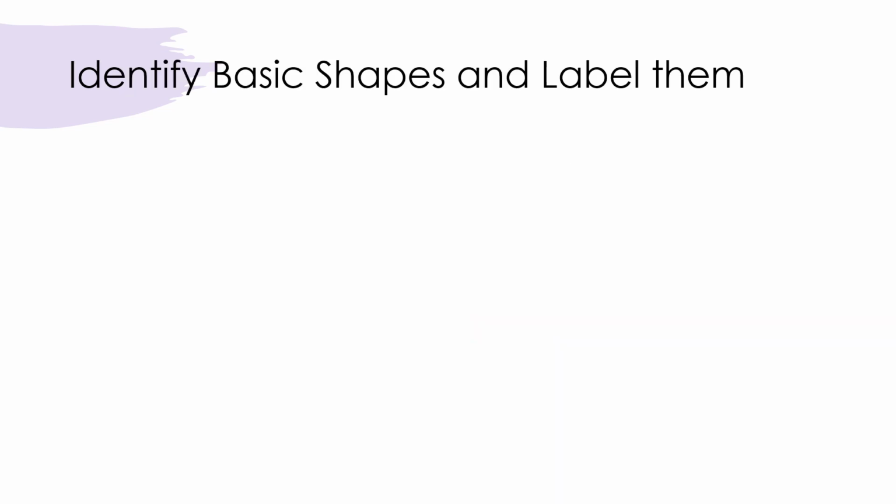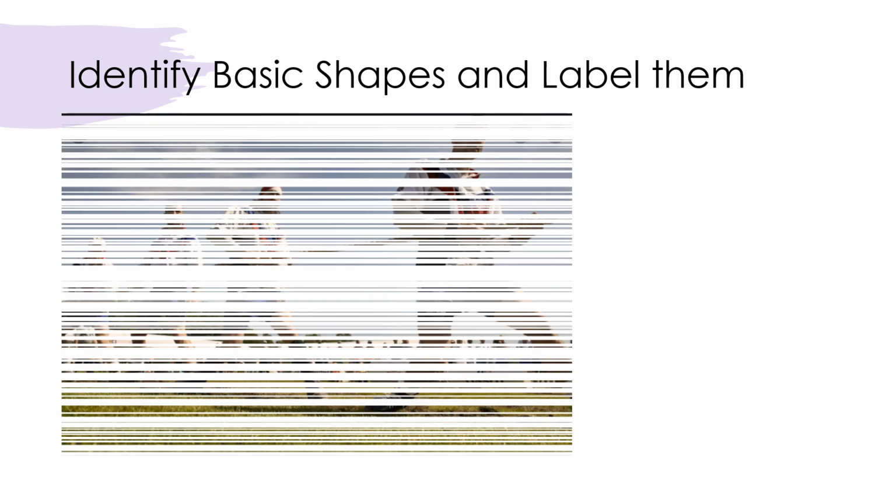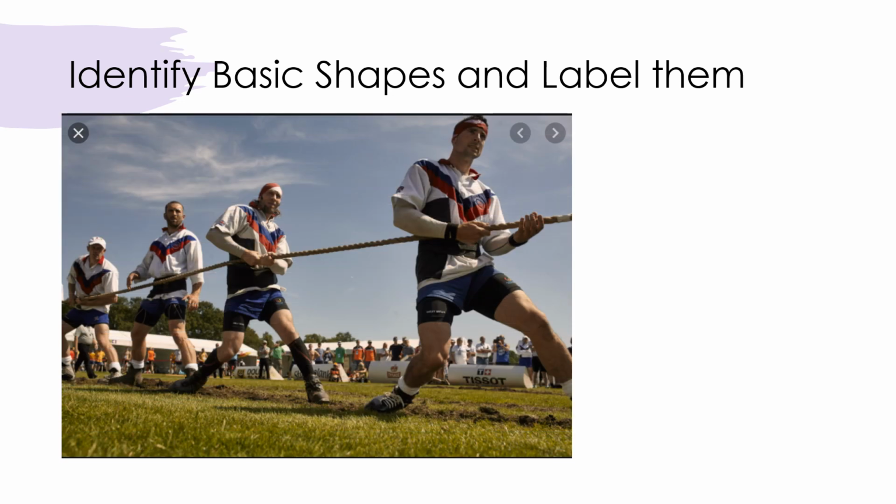Now we will identify basic shapes and label them. How will we do it? We will look at real pictures and try to find basic shapes in them. This is the first picture we are looking at. These are 3 men who are pulling onto a rope in a sport of tug-of-war.